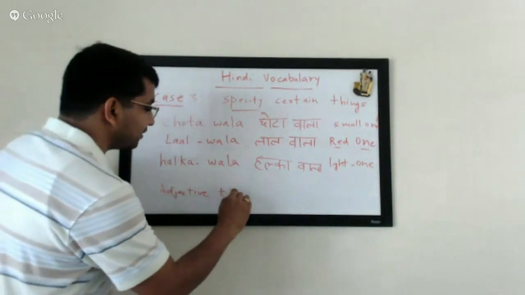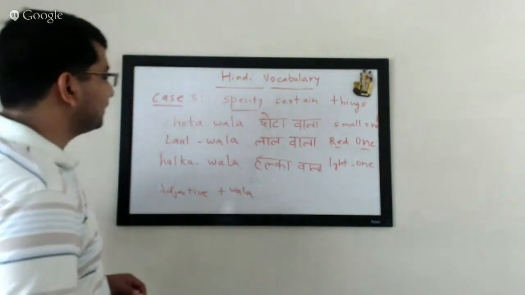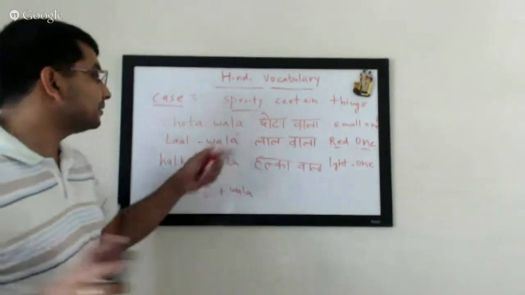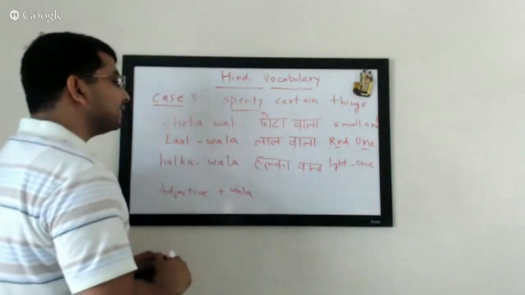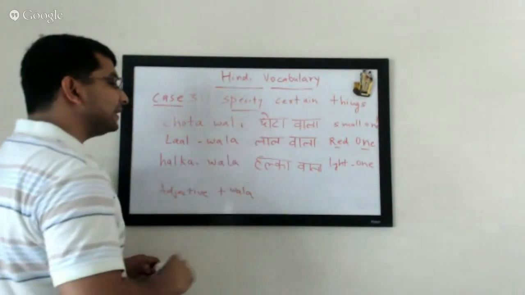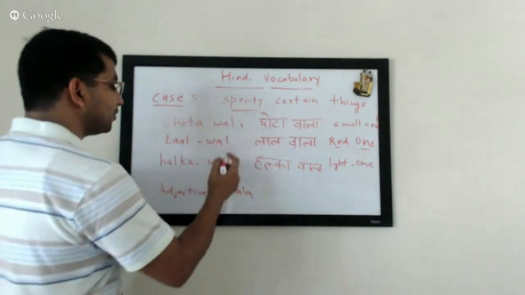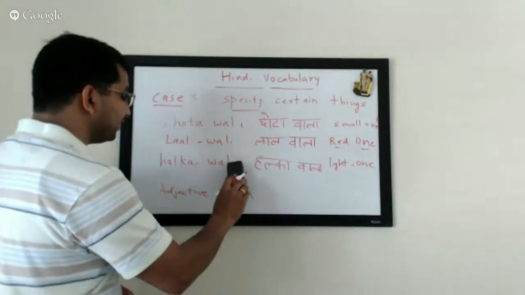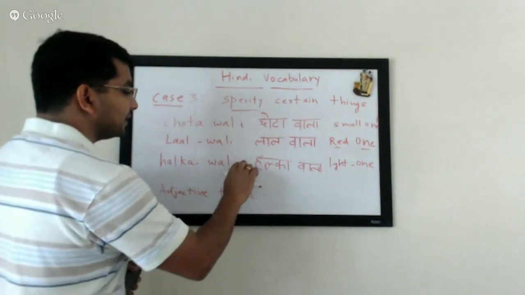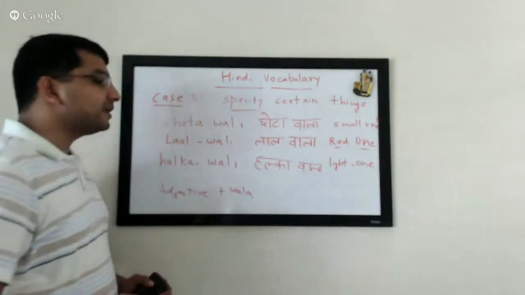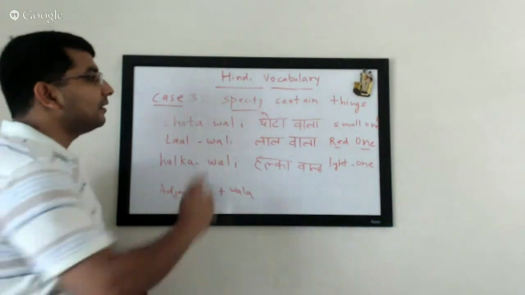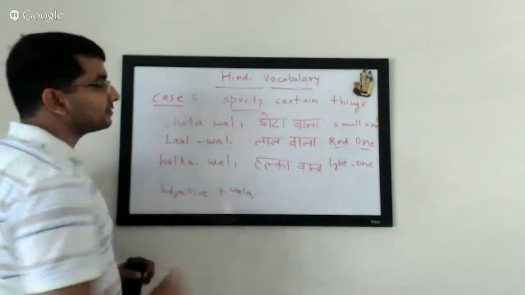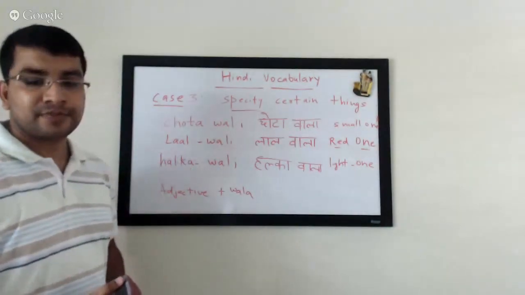and after that you're using wala, right? As we discussed before, right now all of them are masculine. If you want to make them feminine, choti wali, so choti wali beti, like smaller daughter, lal wali sari, so red sari, red one, and halki wali, right? All of them are feminine singular. So that's case three of using wala, right? And just to repeat, you are specifying certain things when you are using it with adjectives, right?